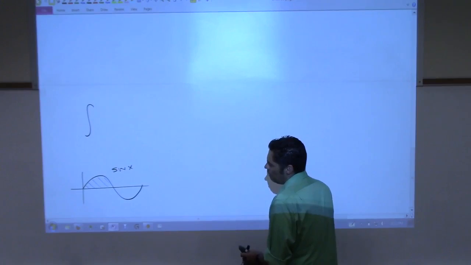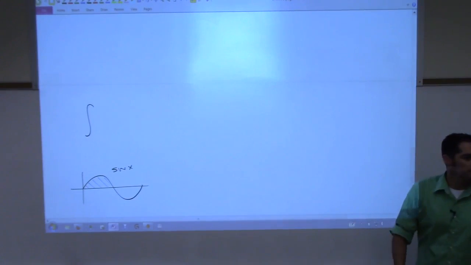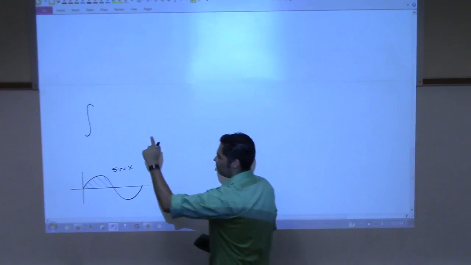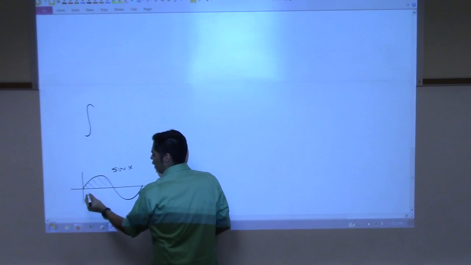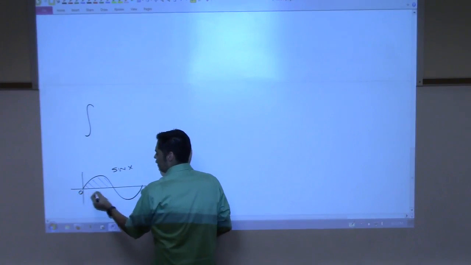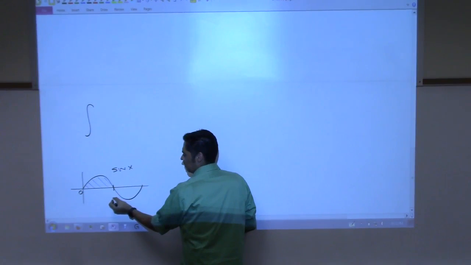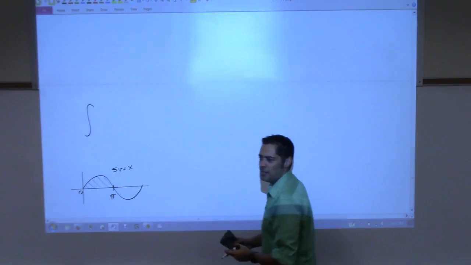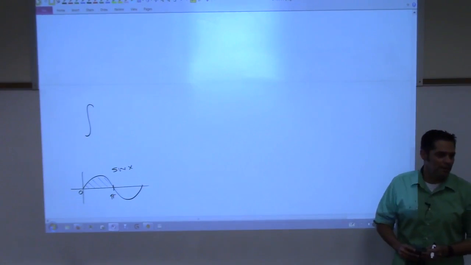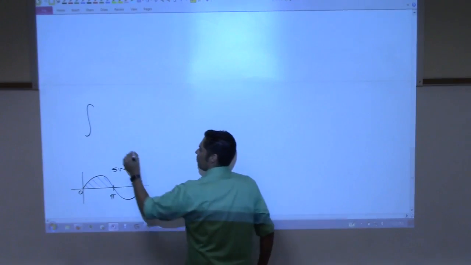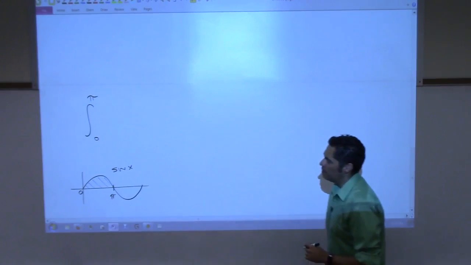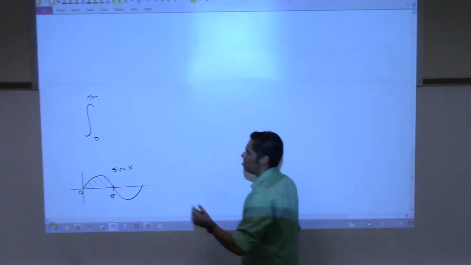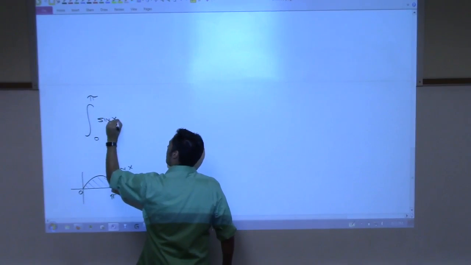So, how would we set this up? 1 on top, 0 on the bottom. Where am I going to start? 0. Where does this happen? I haven't heard it yet. Pi. Remember, the period of sine is 2 pi. So halfway is pi, right? So I would go 0 to pi. What is the function I'm interested in finding the area below? Sine x. So that's my integrand. And then dx, right?